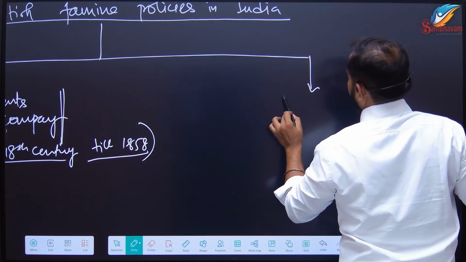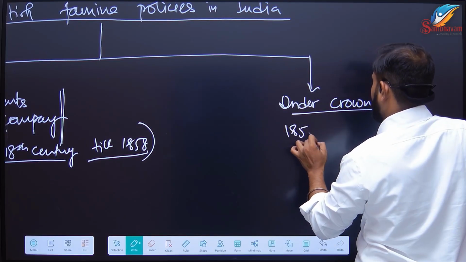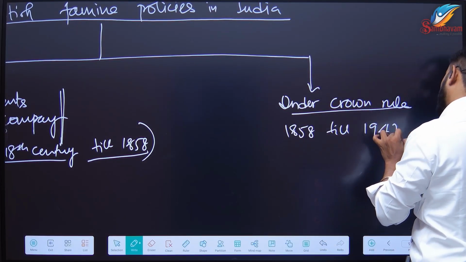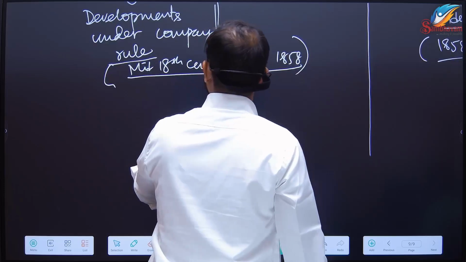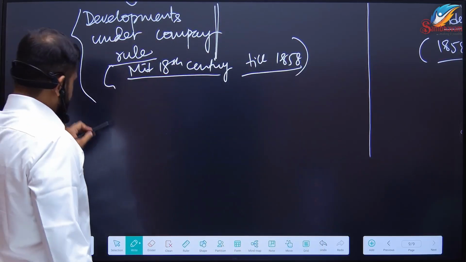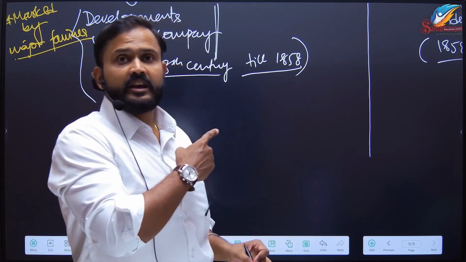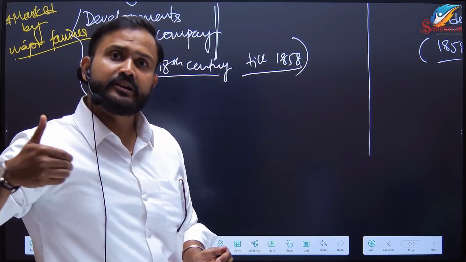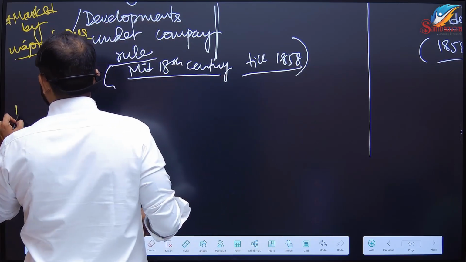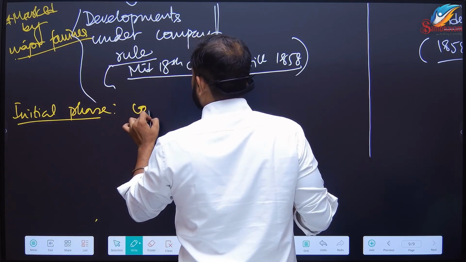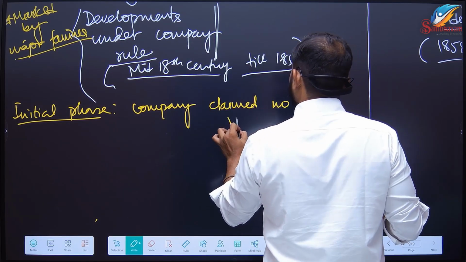Under the crown rule, that is 1858 till 1947. Let us understand the developments under the company rule, also marked by major famines. This can be explained as initial phase and later phase. This is the initial phase. Company claimed no responsibility.